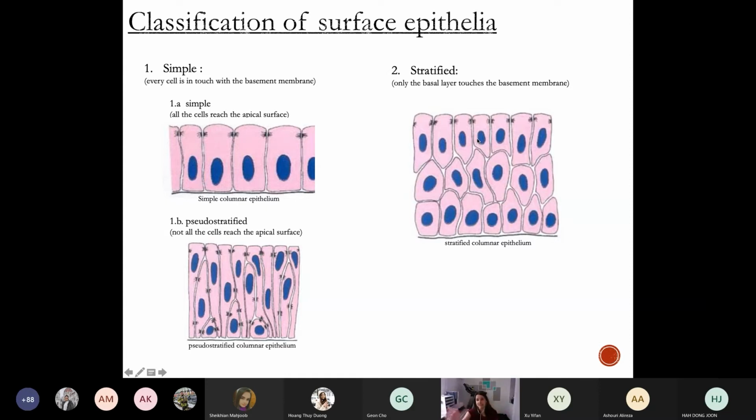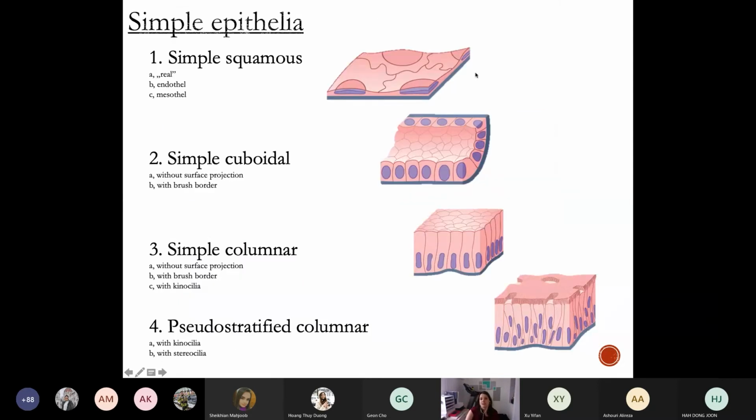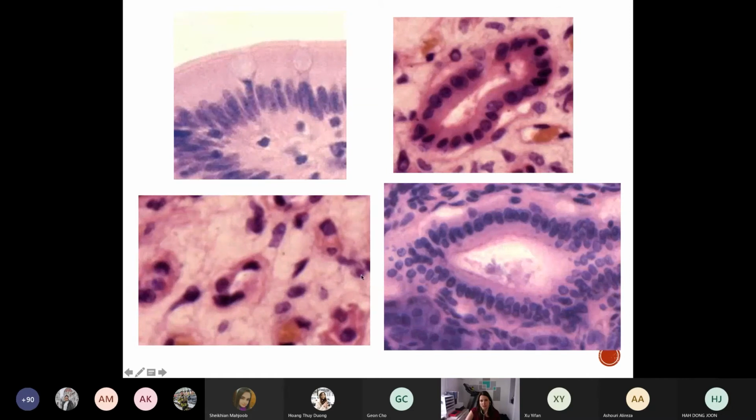After we divided the surface epithelia into simple and stratified groups, we can further divide them according to their shape. According to the shape, we can have squamous epithelia, cuboidal epithelia, and columnar epithelia. And to be able to distinguish between these epithelia, it's always very important to be able to orientate yourselves in a slide. I just have a few examples here.